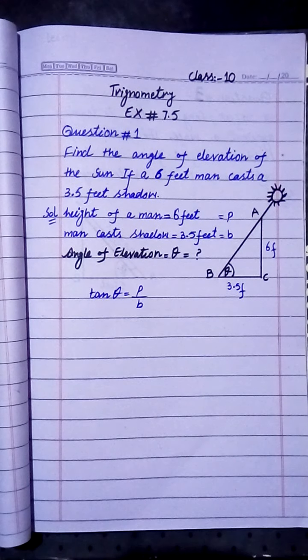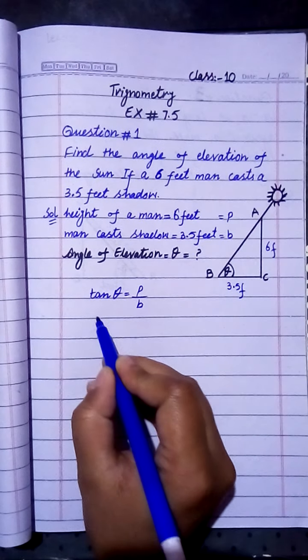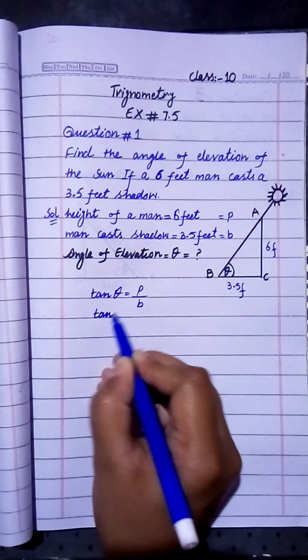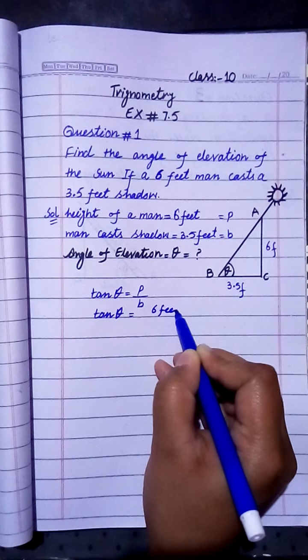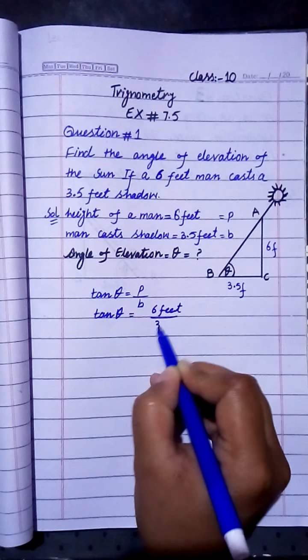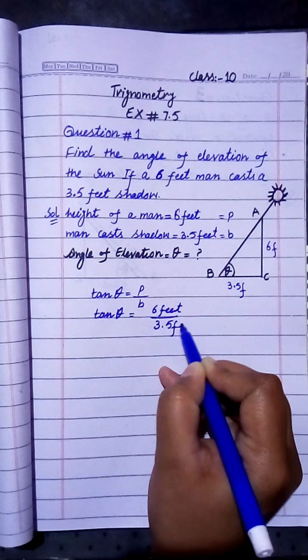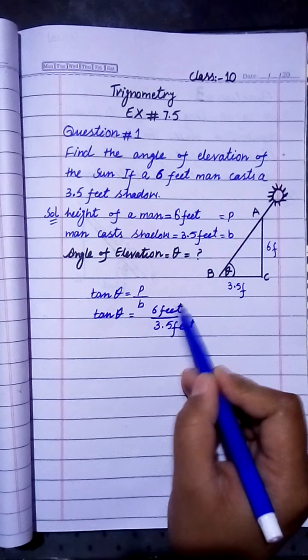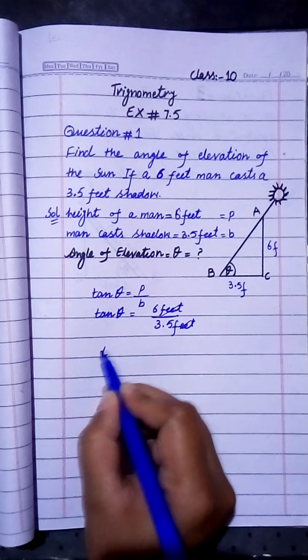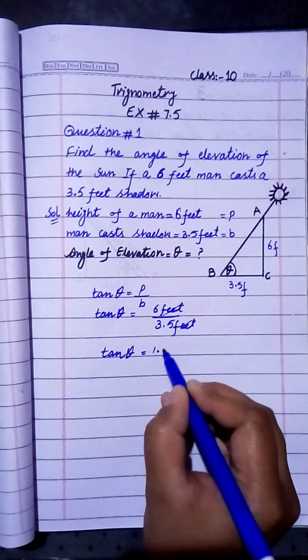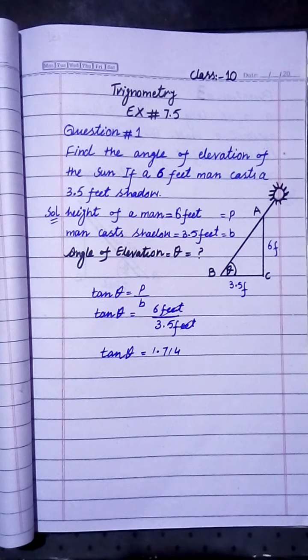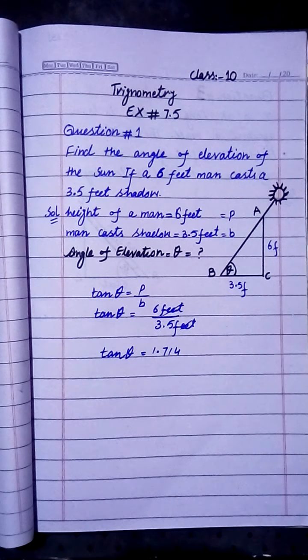So tangent theta equals P by B. You have to put the values here. Tangent theta written as it is. Now P here is 6 feet and base here is 3.5 feet. So you have to divide 6 by 3.5, feet cancel with feet. So tangent theta equals 1.714. Now you have to find the value of theta.